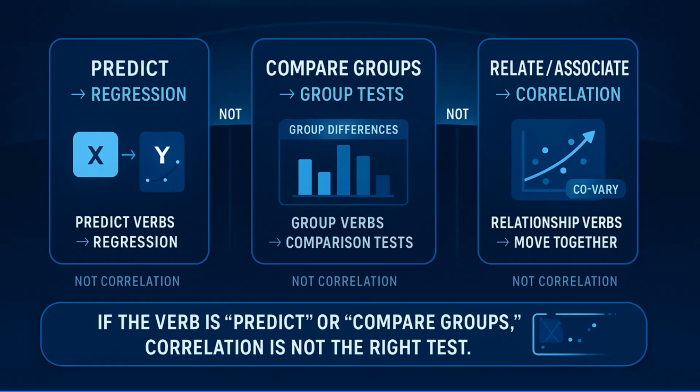If the question uses the word predict, correlation is no longer appropriate, and the study has shifted into regression. If the question asks about differences between groups, correlation is not appropriate. The verb controls the analysis.